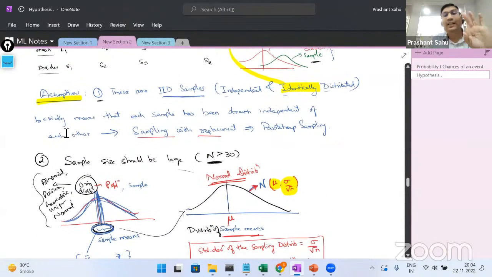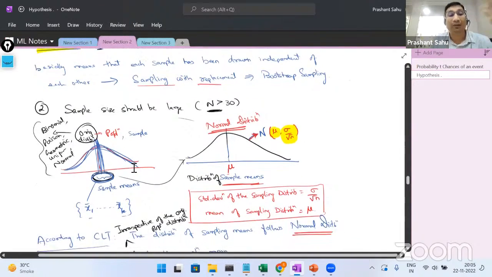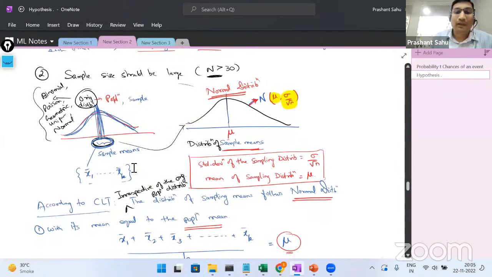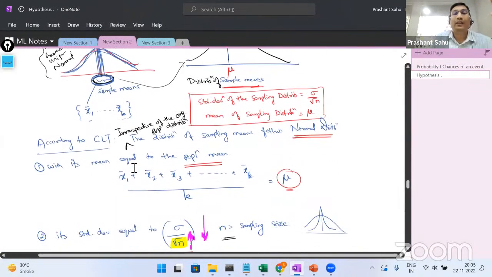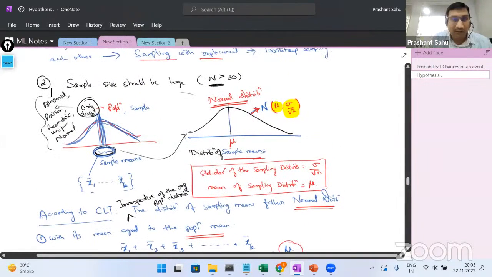So if these three conditions are met, independent, identical, and sample size, then something interesting happens. According to the central limit theorem, irrespective of the original population distribution, the distribution of the sample means, let's have a look here.